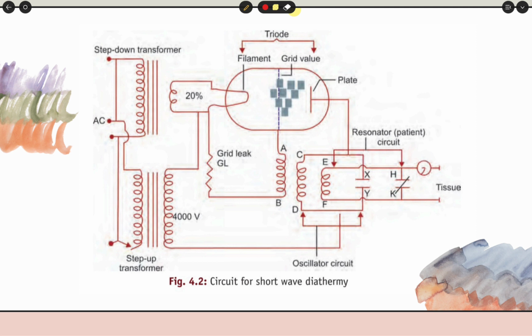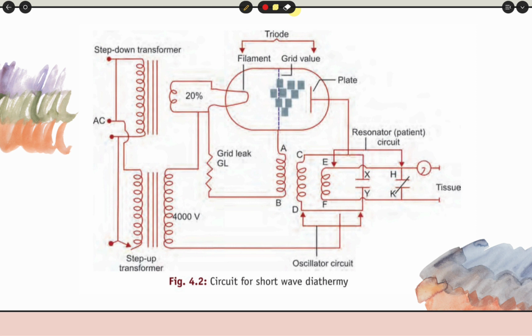So as the grid turns neutral, the electrons from the cathode end start moving up till the anode plate again, leading to the continuous flow of charge from C to D. So this is how the machine circuit works. And the patient circuit has this small coil over here. The patient circuit needs to be in resonance with the machine circuit for proper efficiency.